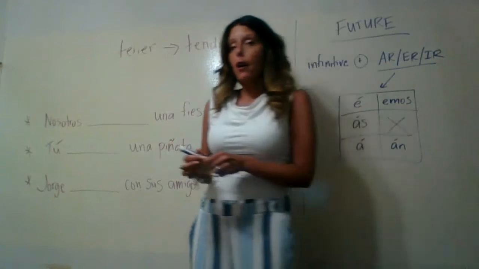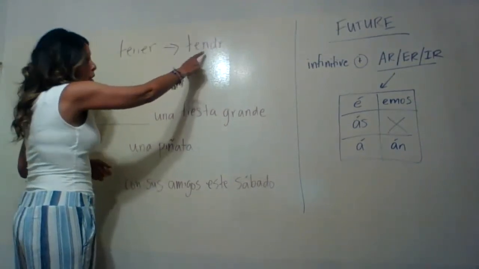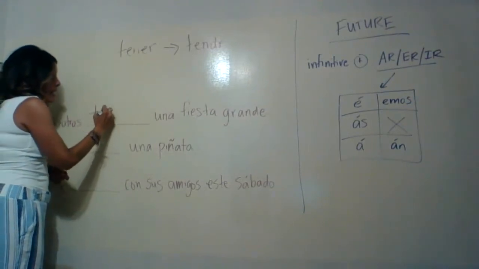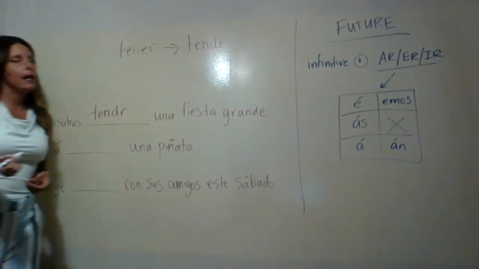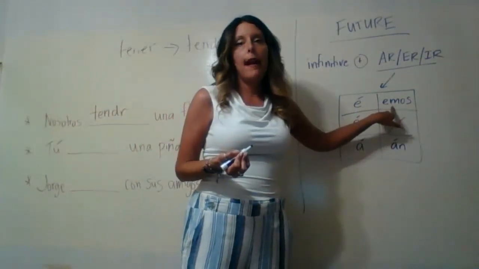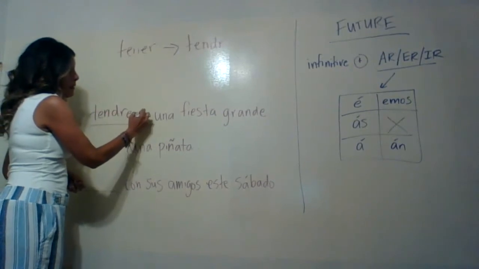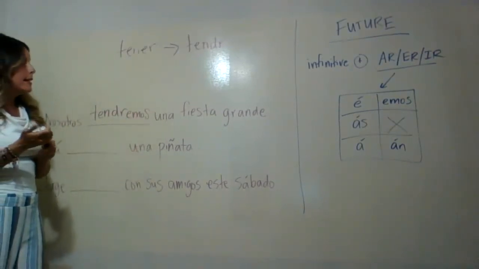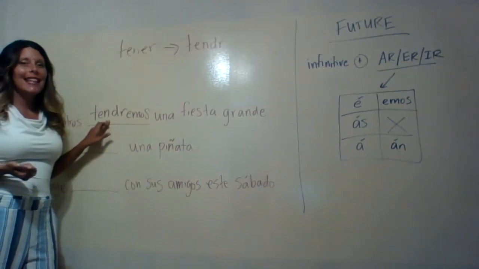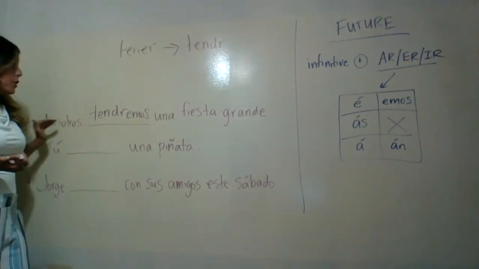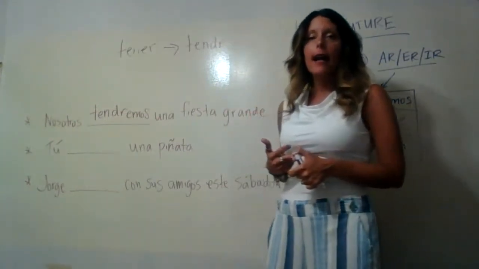What do we have to do? We know we're not going to put tener right here. Instead of putting the infinitive, we're going to put T-E-N-D-R, and then knowing that nosotros, we, is our subject, we're going to attach this appropriate ending. So remember again, we're still using these endings. So we'll just attach the E-M-O-S, no accent mark, and then we'll be done with our verb in the future tense, tener. So how do we say that? We pronounce it tendremos. Nosotros tendremos una fiesta grande.